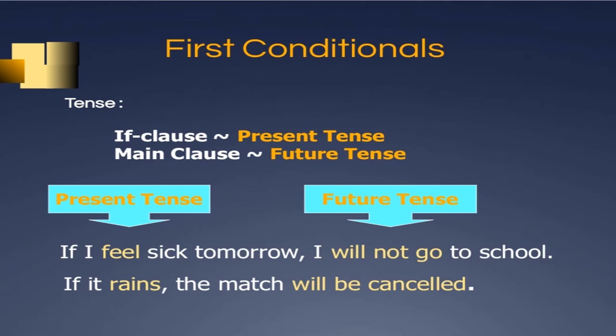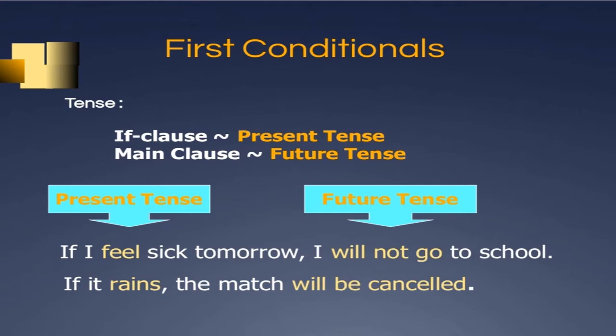First condition: the tense which we use in the if clause is simple present tense, and in the main clause we use simple future tense. For example, if I feel sick tomorrow, I will not go to school. You see, there is a condition here. Now, the main clause or the result is in simple future tense.